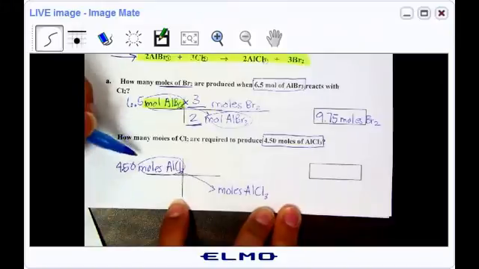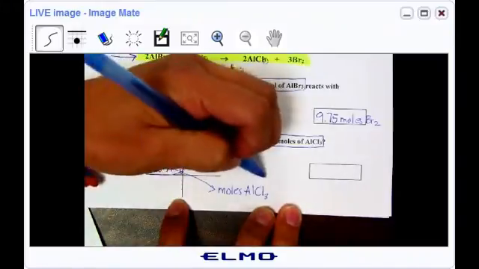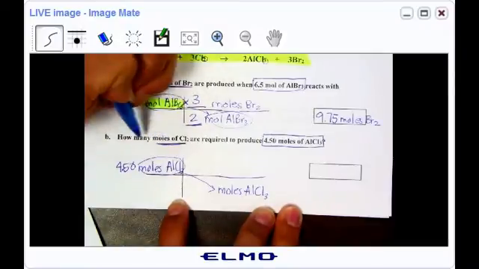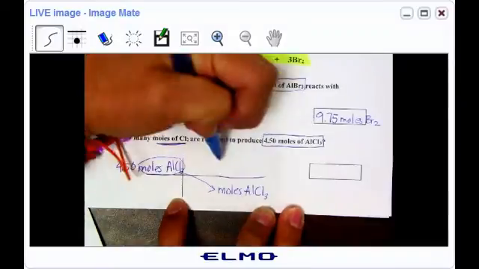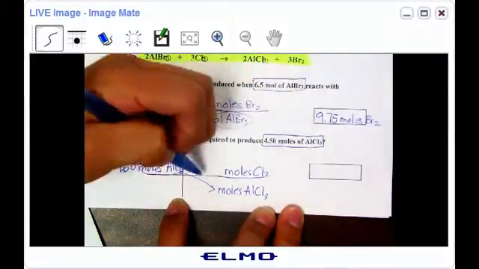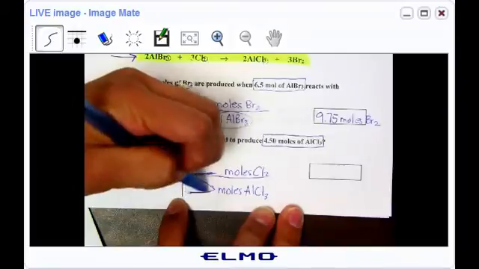And what we are looking for goes in your top right-hand corner. How many moles of Cl2? That's what we're looking for. When it says how many, can you guys guess what goes here?